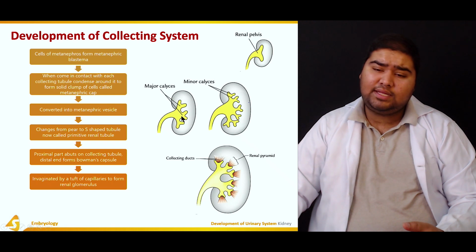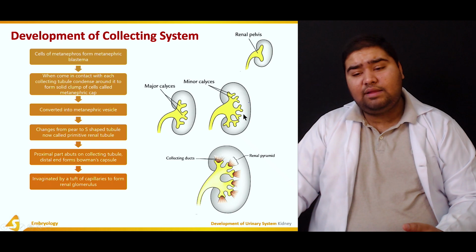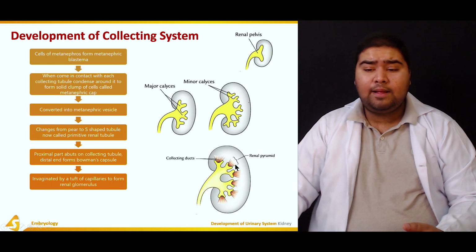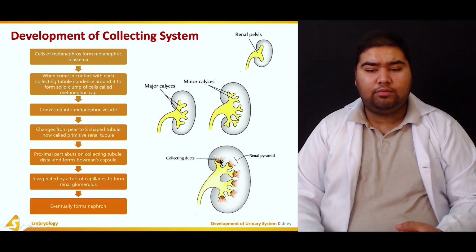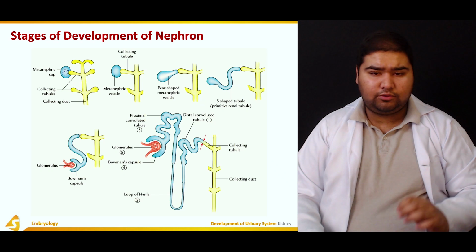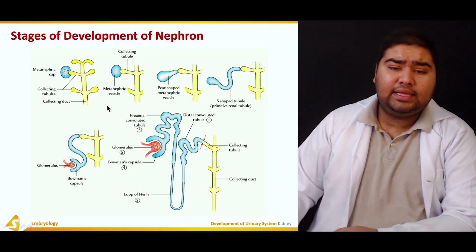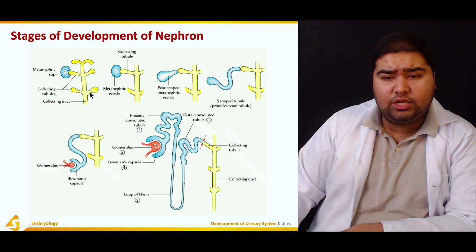These are the major calyces which are undergoing subdivisions to form the minor calyces. And from the minor calyces, we have these collecting ducts that have already been formed. So eventually, this forms a nephron. So now, these are the collecting ducts which are subdivided into the collecting tubules.